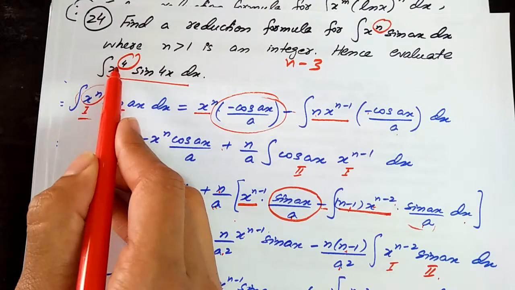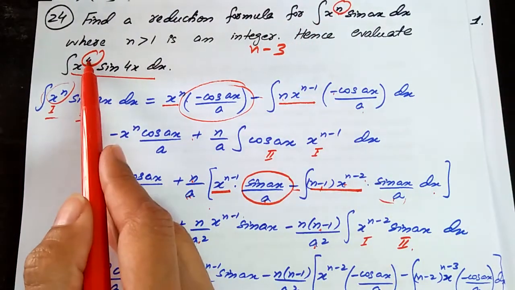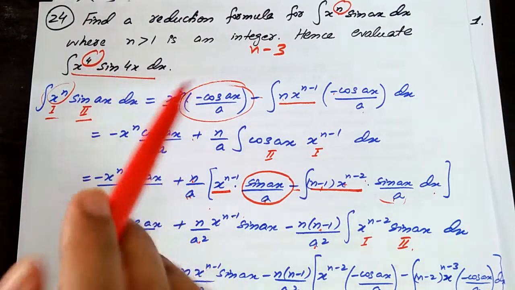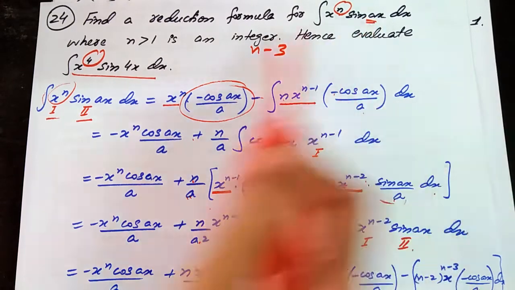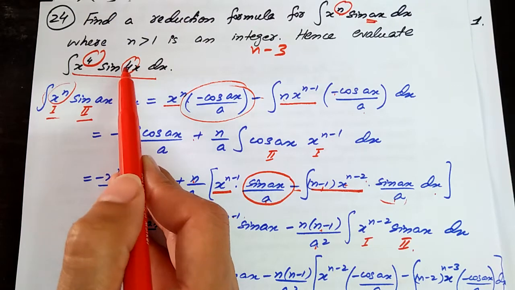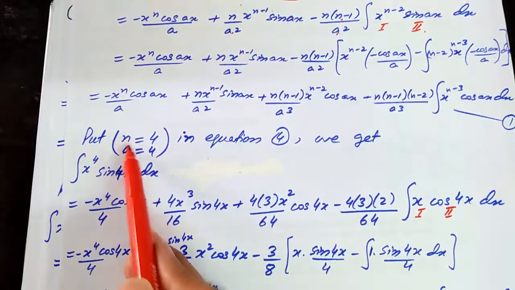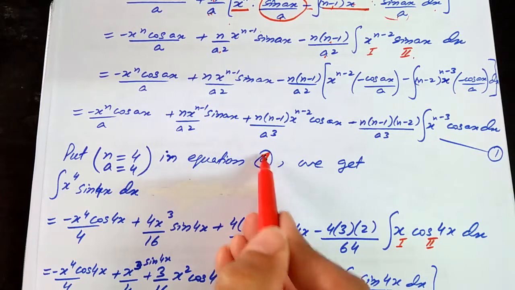Now we need here in place of n we need 4. So we have to replace in this equation 1 n equals to 4. Now here we have a, but here we have 4. So just replace in equation 1 a equals to 4 as well. So just replace n equals to 4 and a equals to 4 in equation 1.